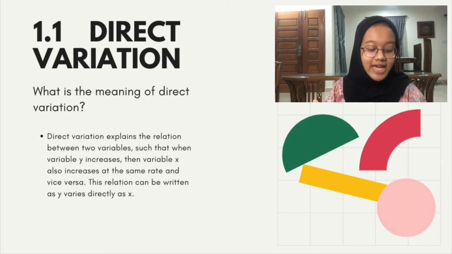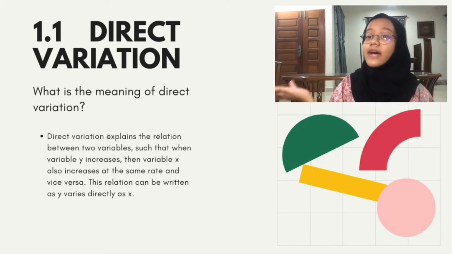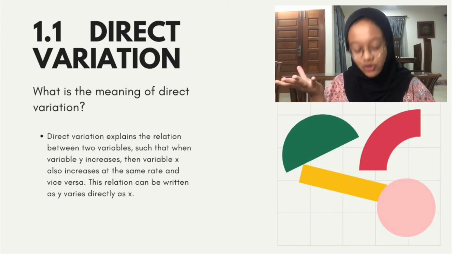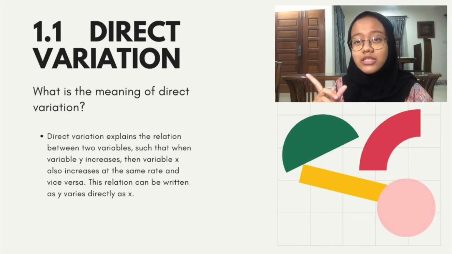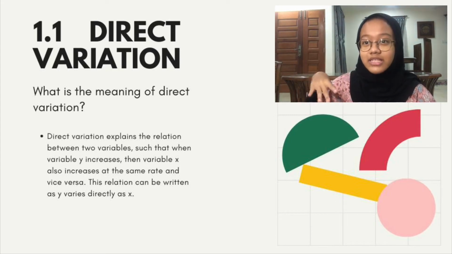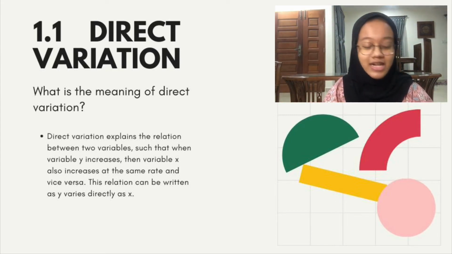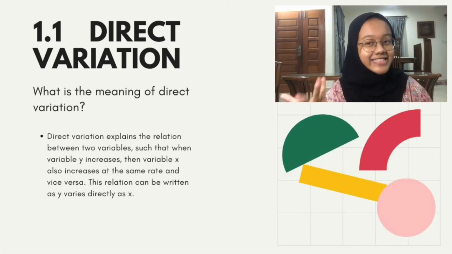Direct variation explains the relation between two variables, x and y. So when y increases, x will also increase at the same rate, and vice versa. That means when y decreases, x will also decrease. This relation can be written as y varies directly as x.